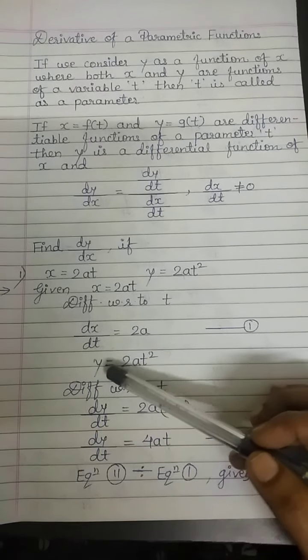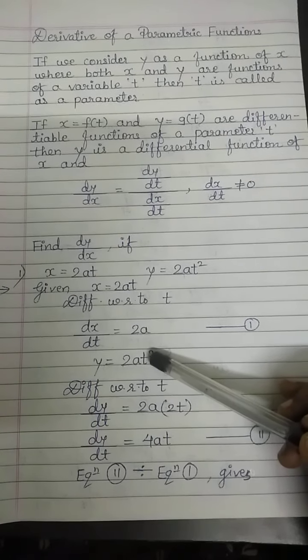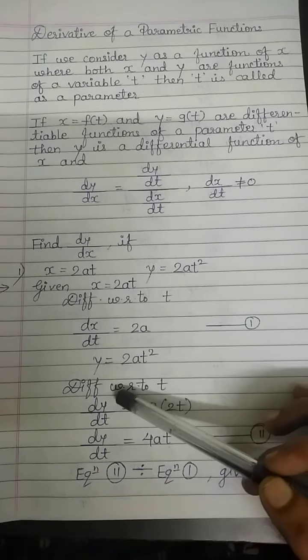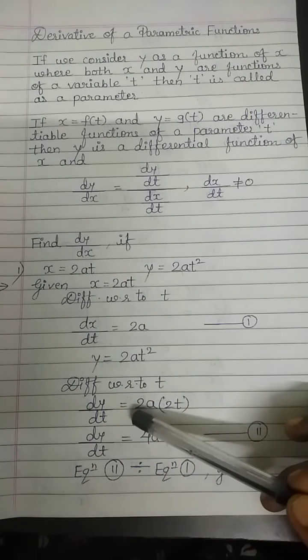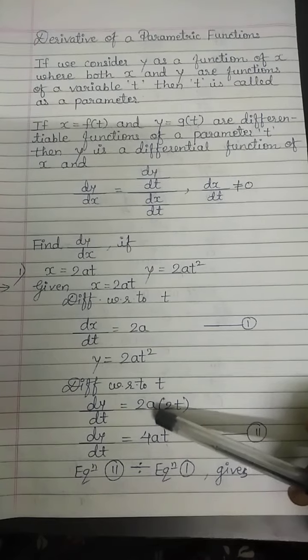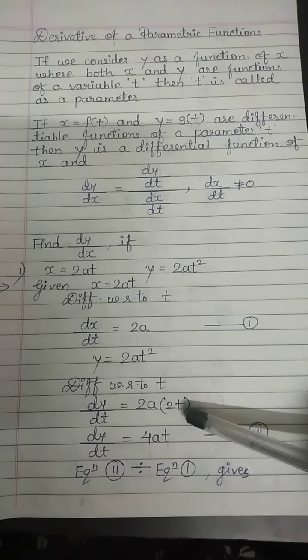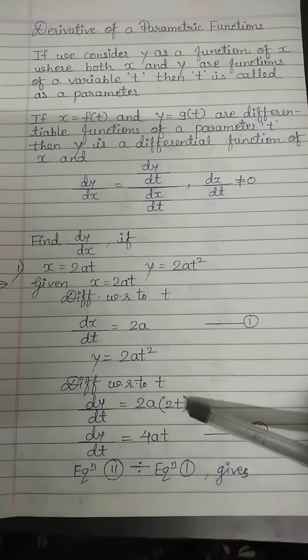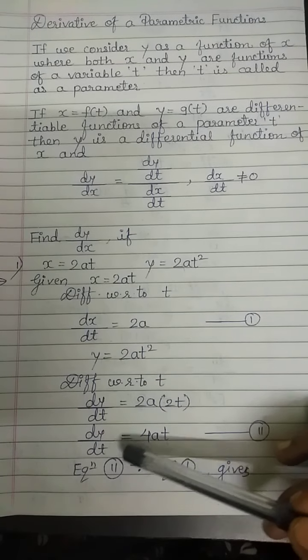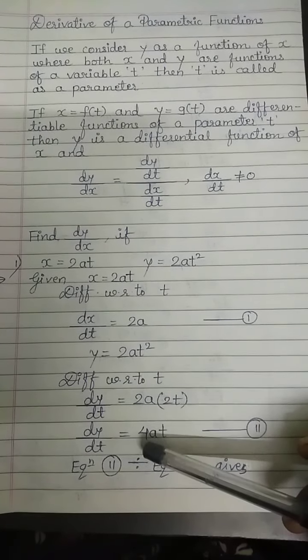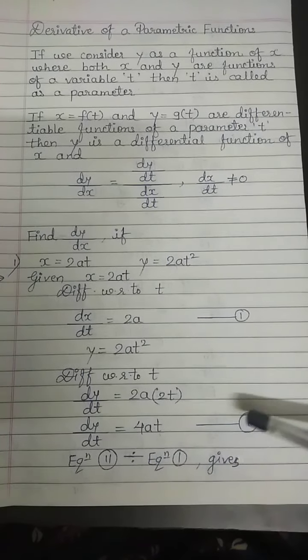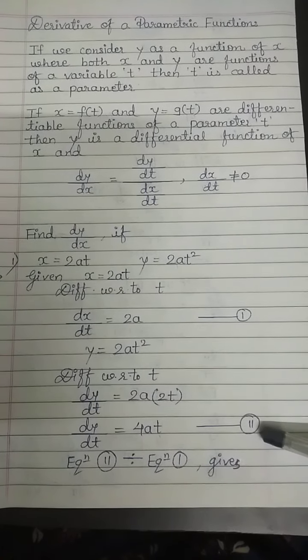Now y is equal to 2at square, differentiating with respect to t. So dy by dt is equal to 2a constant and derivative of t square is 2t. So dy by dt is equal to, 2 into 2 will become 4, so 4at. We call this equation number 2.